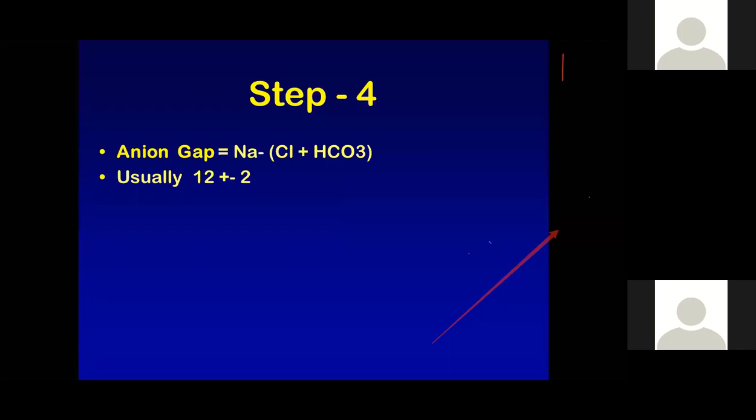The normal anion gap is 12 plus or minus 2. That is what is being calculated: positive ion minus negative ion. Sodium is usually the highest one, usually between 135 to 145. Chloride is between 98 to 105 and bicarb is between 22 to 26. So when you subtract the negative anions from the positive, you will get 12 plus or minus 2. This is the normal anion gap which is present in the body.